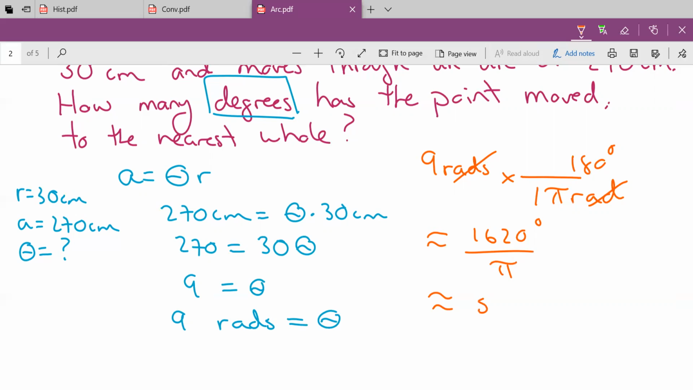This is to the nearest degree, 516 degrees. There it is. So the spot on the tire has traveled 516 degrees. So when you see these questions, I want your spidey senses tingling. They're messing with me. They want the answer in degrees. Guess what? The formula is in radians, right? Radians. So watch for that as you're working through this.